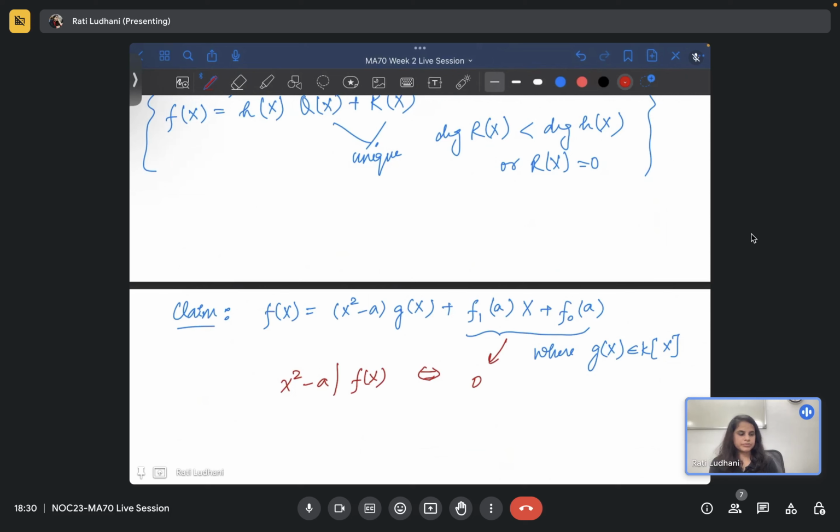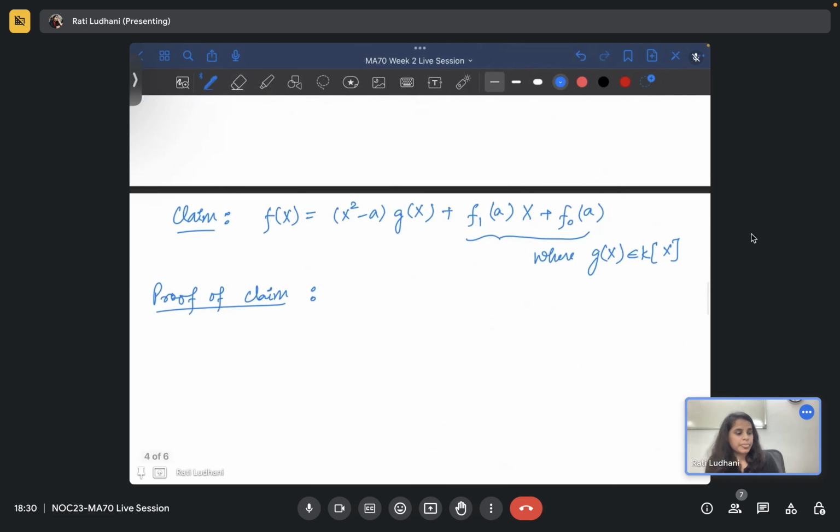This makes sense, because if it divides, then the remainder is zero. Is that okay? Okay, great. So that is the proof of the claim. Even if you divide it, you can realize that this turns up easily, like x square minus a.